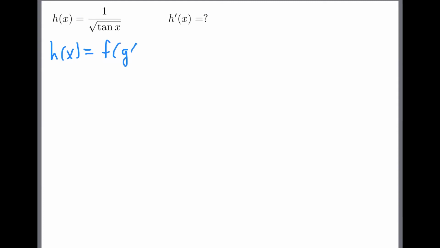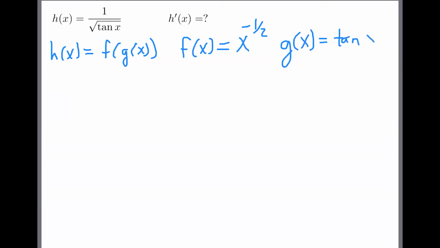In other words, you have some outer function f of x, and you have some inner function g of x, and the outer function is going to be 1 divided by the square root of x. I'm just going to call that x to the minus 1/2 power. So that's 1 divided by the square root of x. The inner function is g of x, and that's going to be equal to the tangent of x.